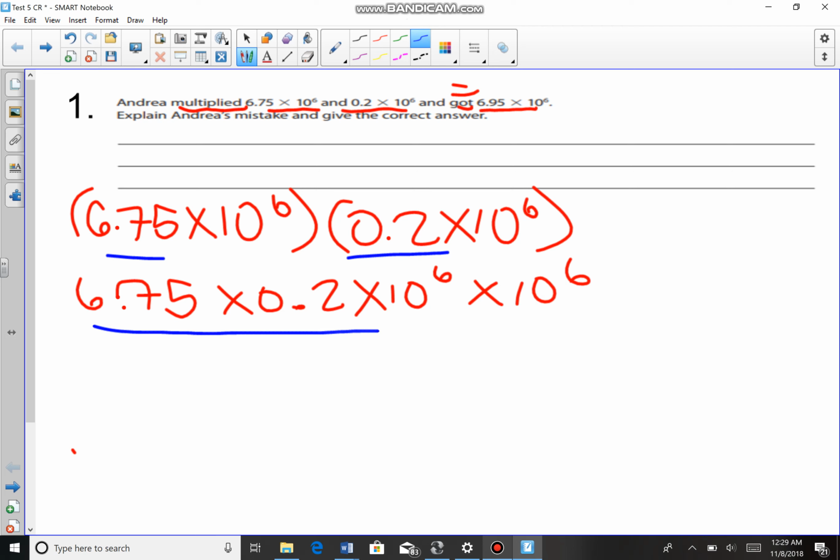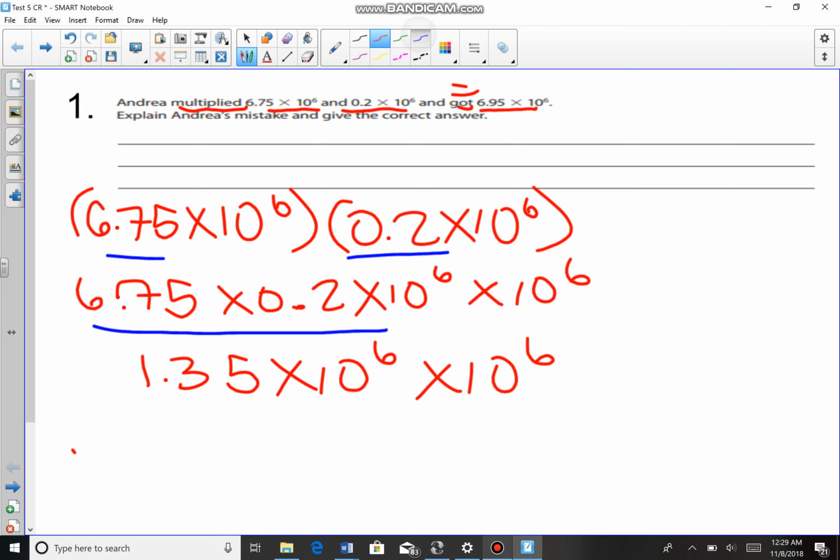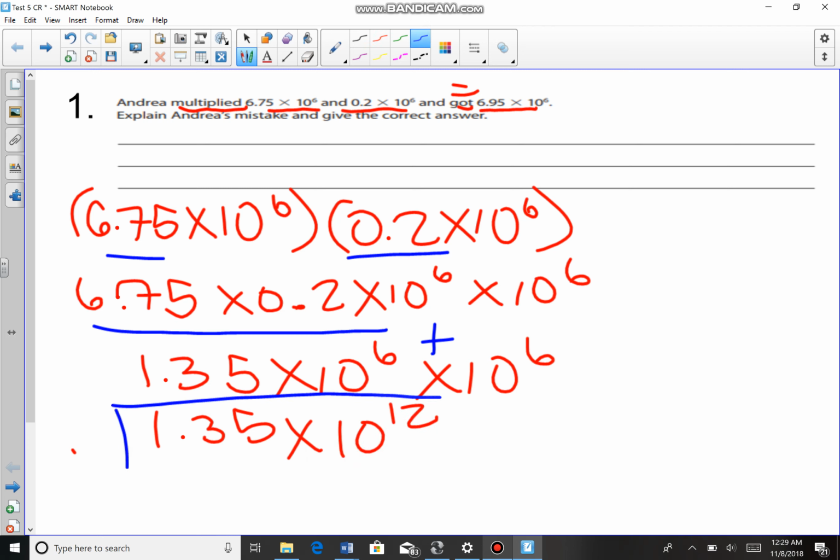So when I multiply the initial factors together, I get 6.75 times 0.2, 1.35, times 10 to the 6, times 10 to the 6, bringing down our powers of 10. Because the bases are the same, we're going to add the exponents. So again, I bring down my initial factor, and I keep my base and add my exponents. So this is my final answer.